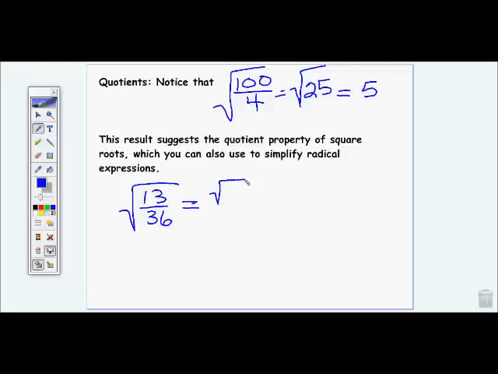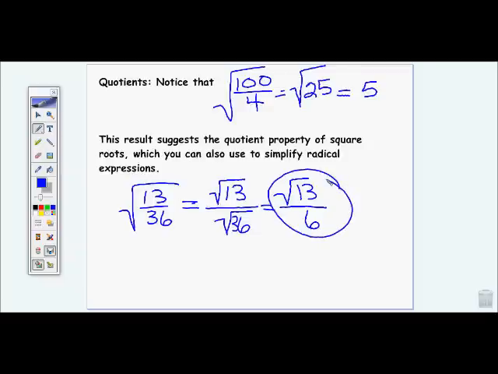So we're going to go ahead and apply it, that it would be the square root of 13 over the square root of 36. Now, the square root of 13 is going to stay the square root of 13. And, oops, I missed my 36. There's where my problem was. The square root of 13 is going to stay the same, and the square root of 36 is going to simplify to 6. This here is in its simplest form.